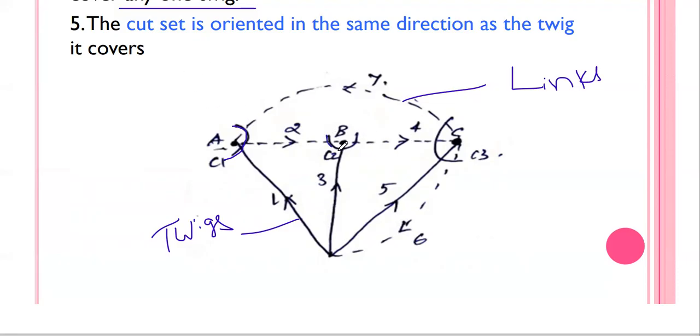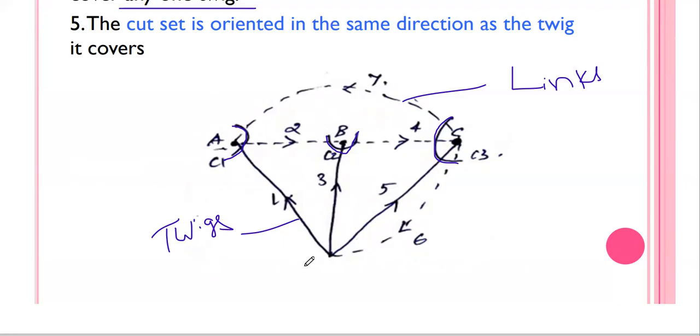Similarly, you see this is cut set 2, so here we can form one cut set. In this cut set, only one twig, the solid line, is connected, and two dotted lines are connected. Yes, it is also satisfied. Then this is the third cut set, cut set 3. In cut set 3, only one solid line is connected and two dotted lines are connected.